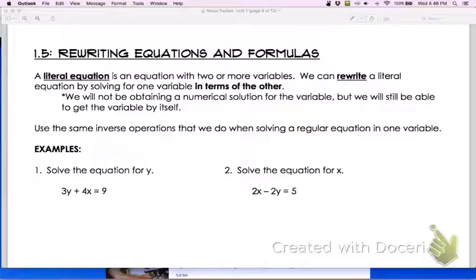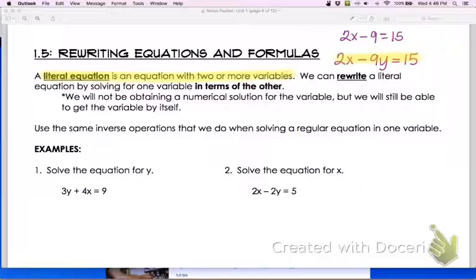So what we're going to look at today are called literal equations. And a literal equation is an equation with two or more variables. The equations that we have been solving were just regular old equations. We've been looking at things like 2x minus 9 equals 15. Okay, that is just a regular, straightforward, direct equation. A literal equation might be something like 2x minus 9y equals 15. This one is a literal equation because it has two different variables in it.